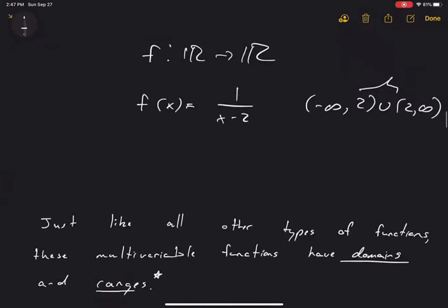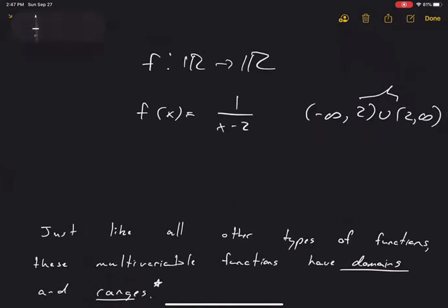And then these functions have ranges too. So let's use a different example.